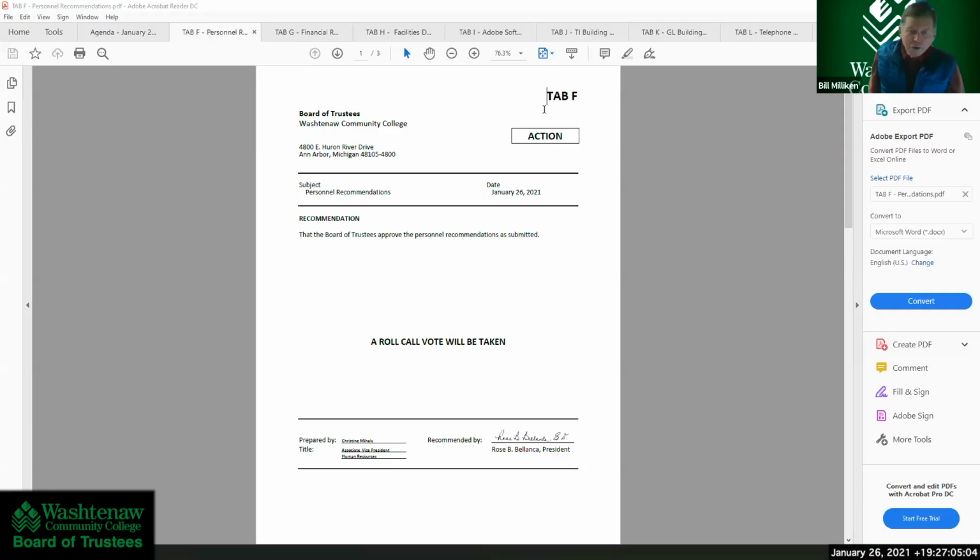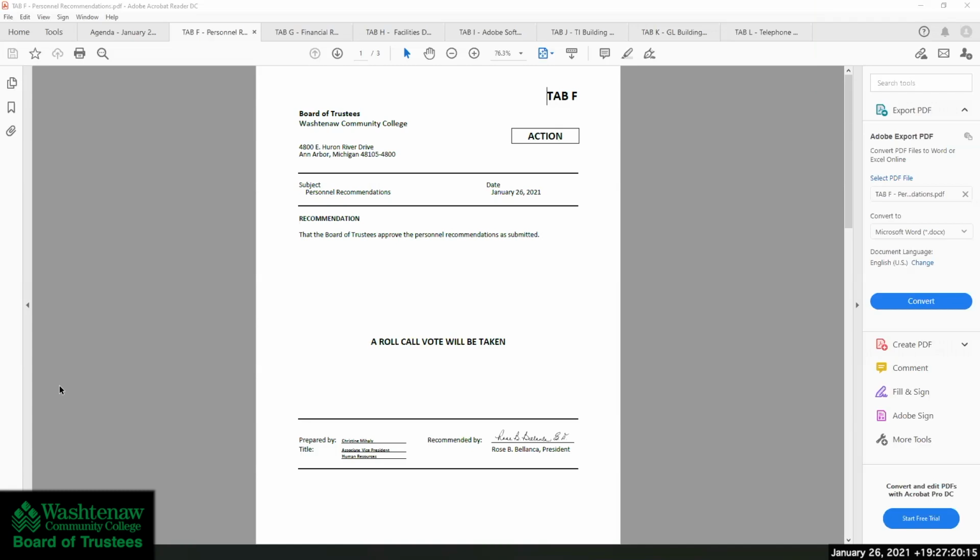Good. Monthly reports are next on our agenda. Personnel recommendations as put forth in tab F. The recommendation is that the Board of Trustees approve the monthly personnel recommendations as submitted. Is there support? May I have a second? Second. Is that Trustee Davis? Yes, Chair. Thank you. Is there any discussion? I have some comments, Hatcher.